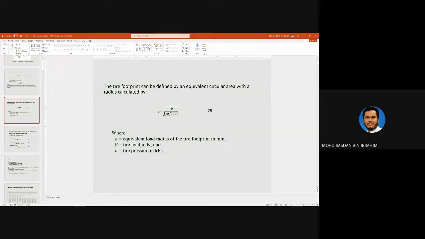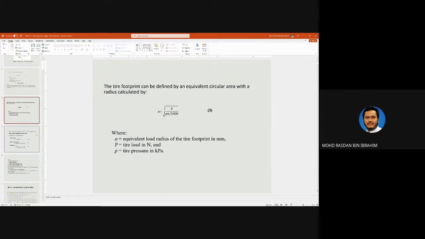Tire load means the loading that is sustained by the vehicle and transferred to the tire, and tire pressure means the pressure of the air that you pump into the tire. The lower the pressure, the higher the contact area is. So the contact area is a function of loading and also tire pressure.